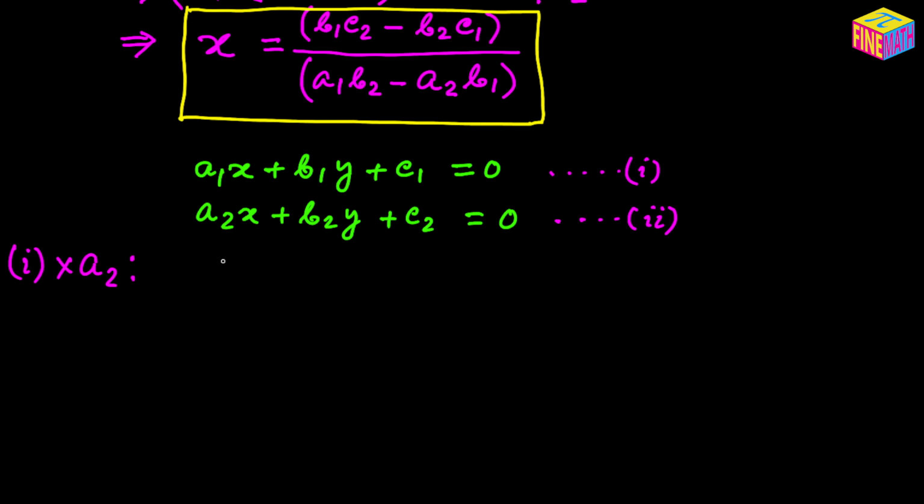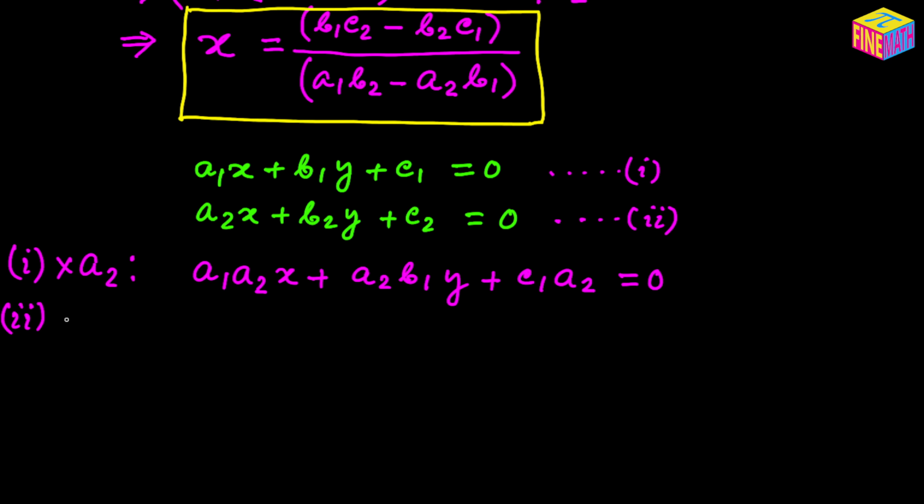So if we multiply the first equation by a sub 2, our first term will be a sub 1 a sub 2 times x plus a sub 2 b sub 1 times y plus c sub 1 a sub 2 is equal to 0. And then similarly, we are going to multiply our second equation by a sub 1, and from there we are going to get a sub 1 a sub 2 times x plus a sub 1 b sub 2 times y plus c sub 2 times a sub 1, and all of that is equal to 0.